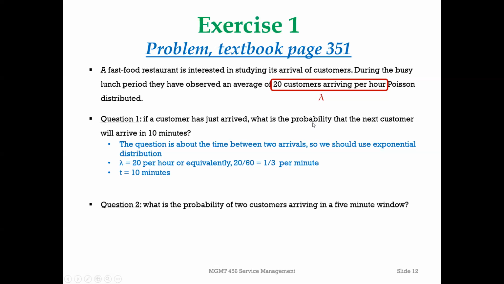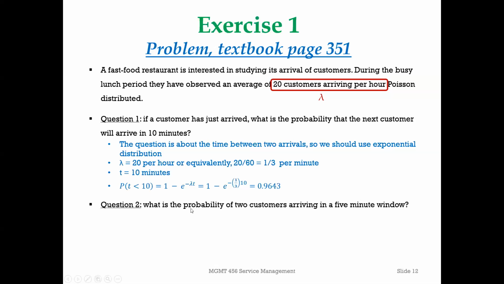The question is, what is the probability that the next customer will arrive in 10 minutes? In other words, the inter-arrival time between this customer and the next customer is less than 10 minutes. So this is the right formula to use. We plug in the values for lambda and t. As I said, these two have to be consistent. We got a number of 0.9643. So in other words, there's a little over 96% probability the next customer will arrive in 10 minutes. So for this particular question, we use the exponential distribution.